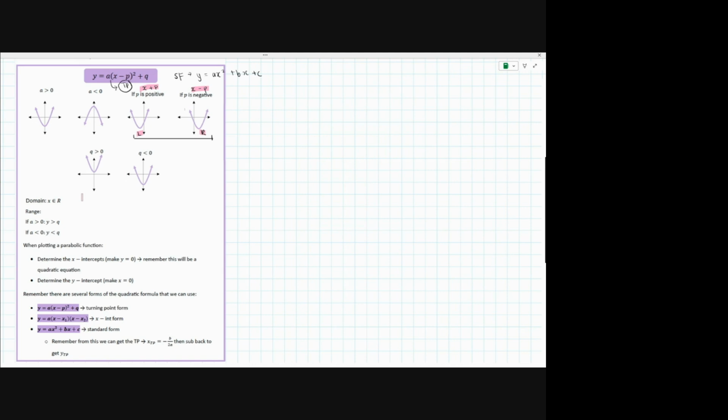Right, when it comes to the domain and range of your functions, the domain of your parabola is x element real, because remember, those arms just keep going out. Your range, however, depends very much on your turning point, which is what I've kind of got at the bottom here. But what you can take away from this is range is dependent on the y value of your turning point.